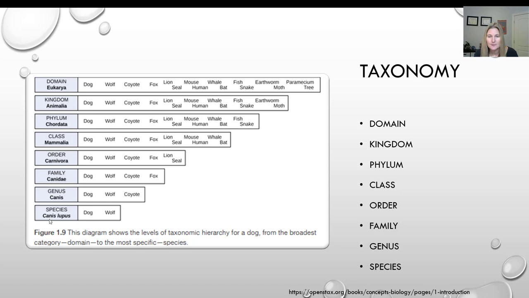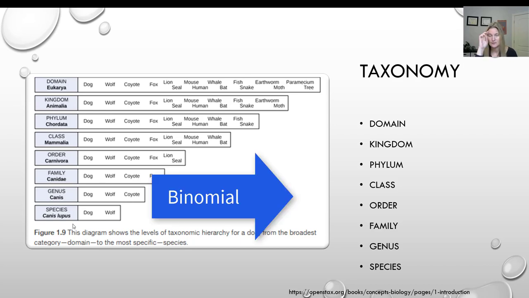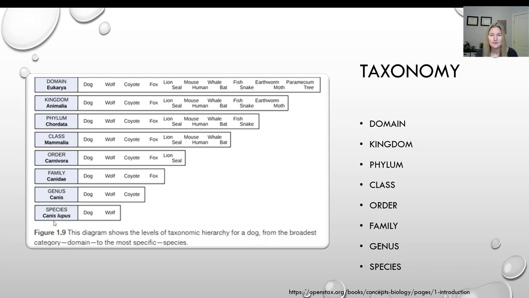But if we look at the species name for the wolf, Canis lupus, look at how it does include the genus. So the lupus name is actually the specific species. So when we use a scientific name in biology, it's binomial, meaning it's two names actually. It includes the genus and the species. And you'll also notice that the genus is always capitalized and the species name is always lowercase.